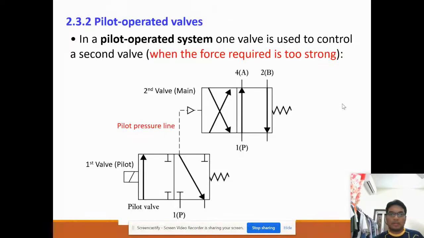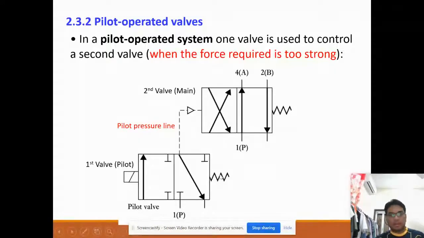So we move to the next one, on the pilot operated valve. In a pilot operated system, one valve is used to control a second valve. This means that they have two valves. When the force required is too strong, when you have a system that requires a high force to move, the actuator is not sufficient to move the system. Maybe the load is too high, so you need a pilot operated system.